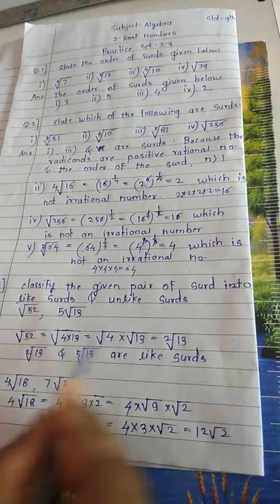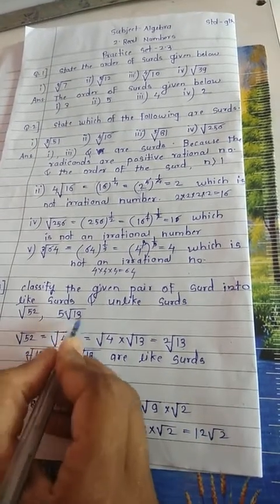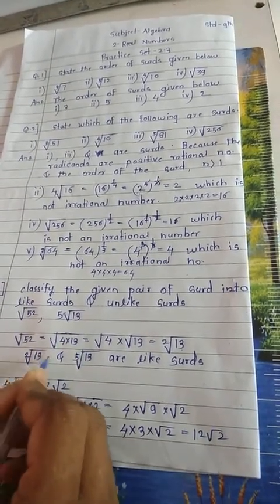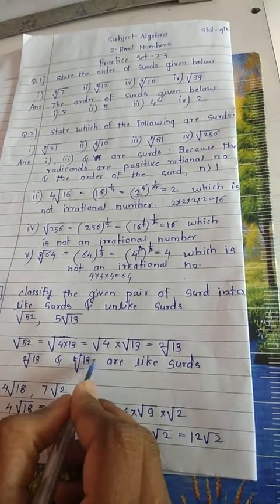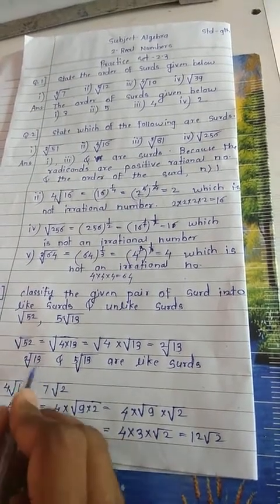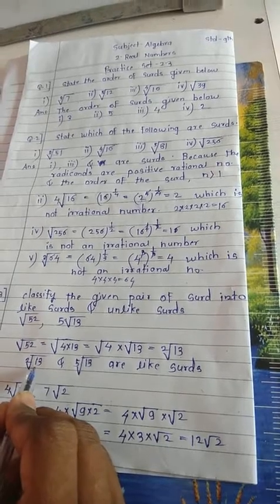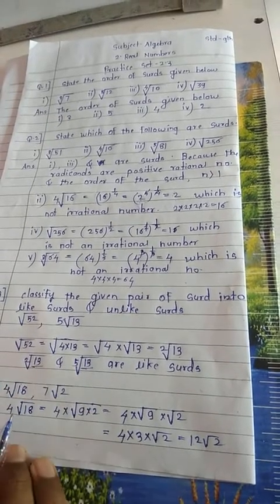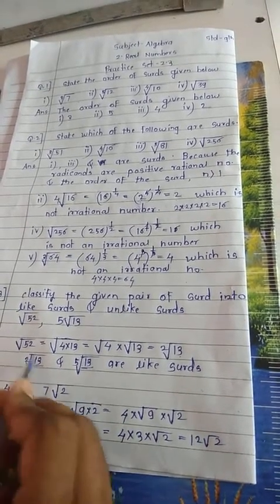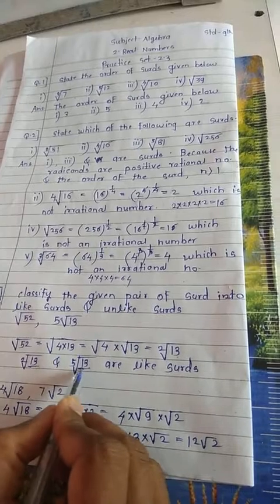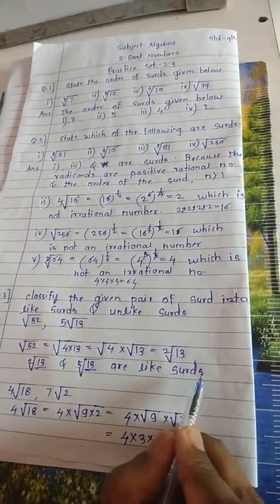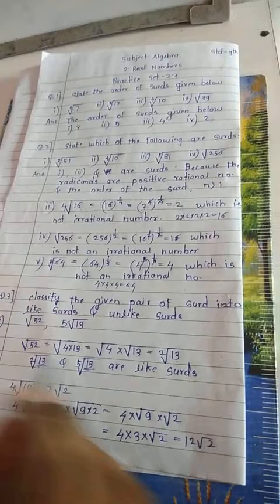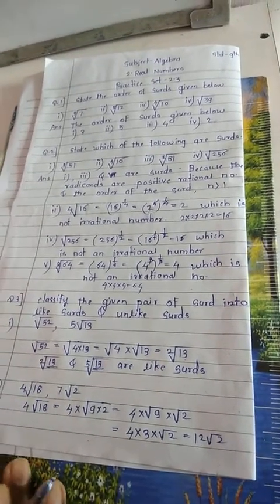So the other number is 5 into root 13, and this one is 2 into root 13. Here, students, in both the surds, 2 into root 13 and 5 into root 13, the radicands 13 and 13 are the same. When the radicands are the same, we say these are like surds.